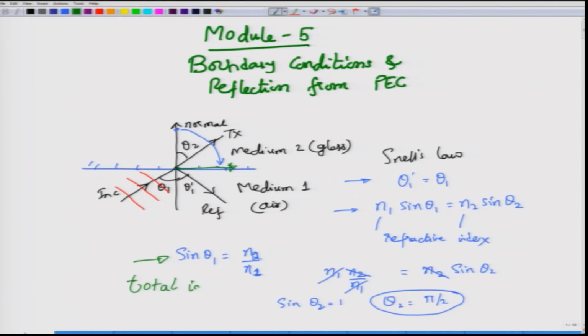So, this phenomenon is called total internal reflection, and the angle at which total internal reflection just barely is possible is called the critical angle. Now, observe something. In this sin theta 1 equals n2 by n1 expression, is it possible for n2 to be greater than n1? It is not possible, because in that case the right hand side will be greater than 1, and we know that real solutions of sin theta can never be greater than 1.